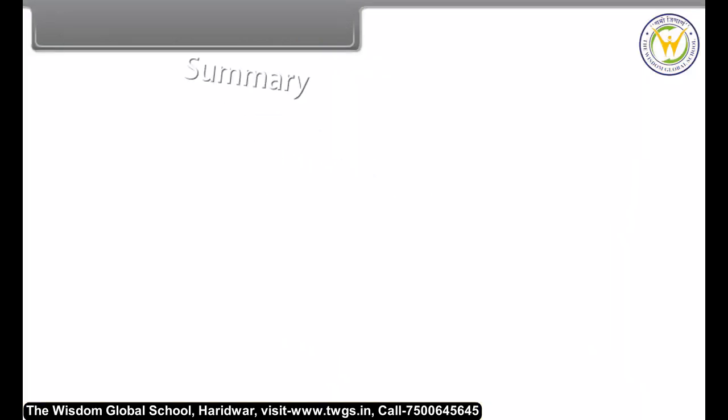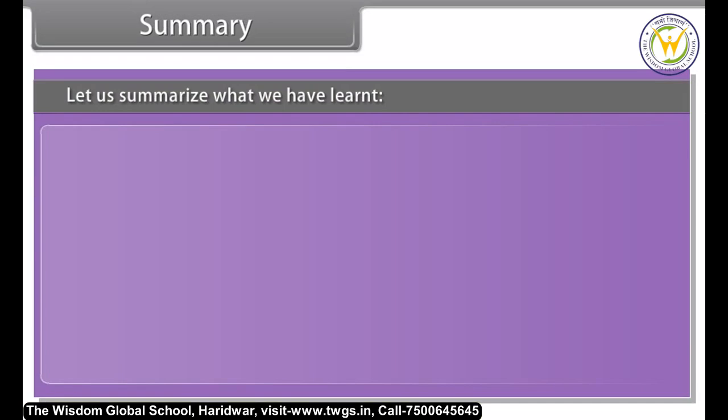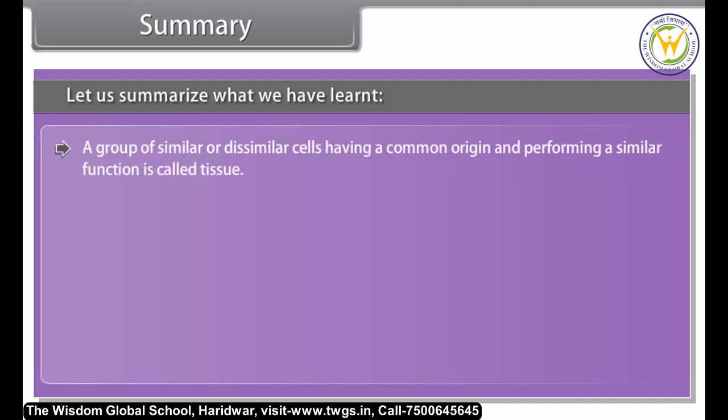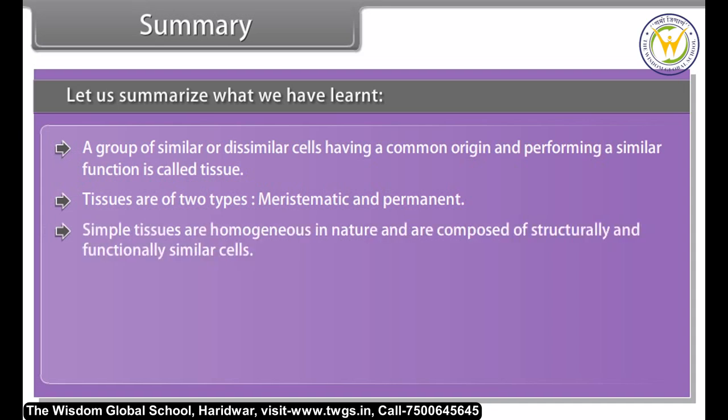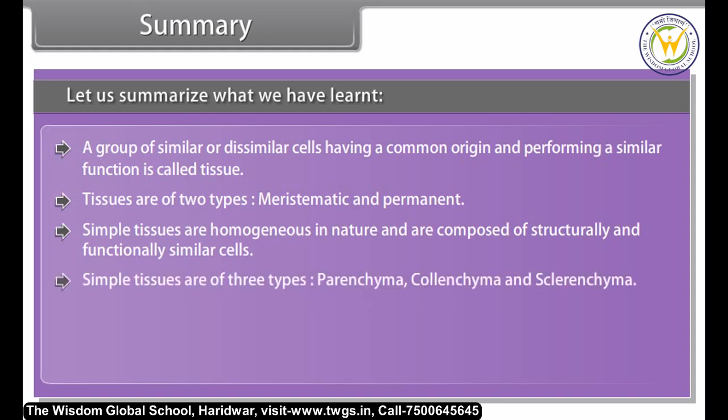Summary. Let us summarize what we have learnt. A group of similar or dissimilar cells having a common origin and performing a similar function is called tissue. Tissues are of two types, meristematic and permanent. Simple tissues are homogeneous in nature and are composed of structurally and functionally similar cells. Simple tissues are of three types, parenchyma, collenchyma and sclerenchyma.